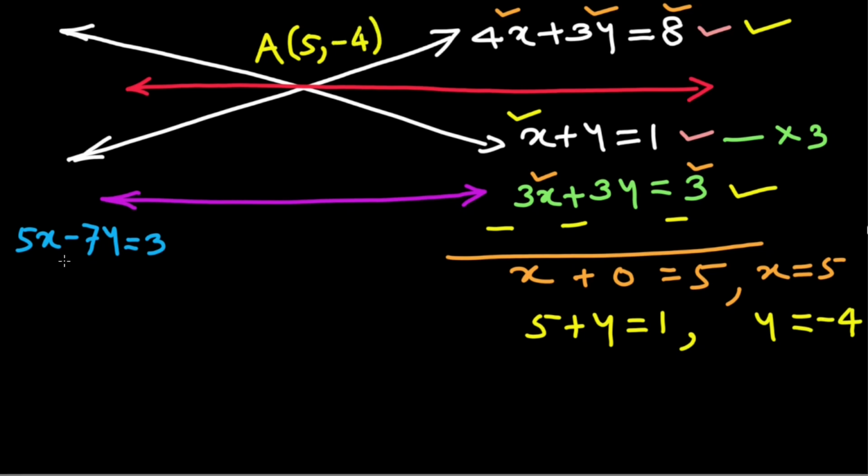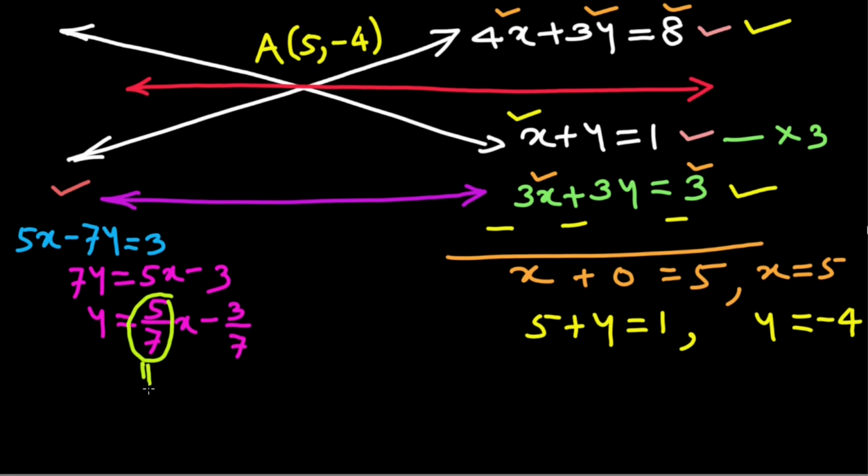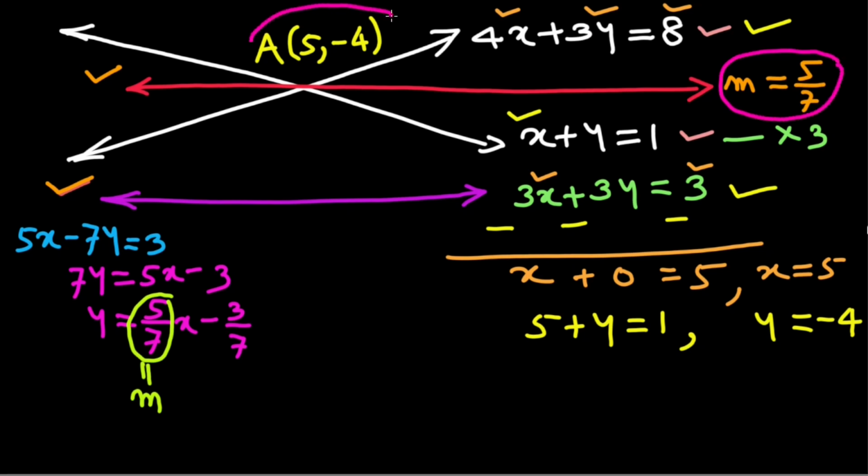Now we will find the slope of this line. So we write 7y equals 5x minus 3, that is y equals 5 by 7 x minus 3 by 7. So 5 by 7 will be its slope m. Now since the required line is parallel to this line, the slope of the required line will also be m equals 5 by 7. Now that we know the slope of the line and one point on the line, we can find the equation of this line using point slope form.